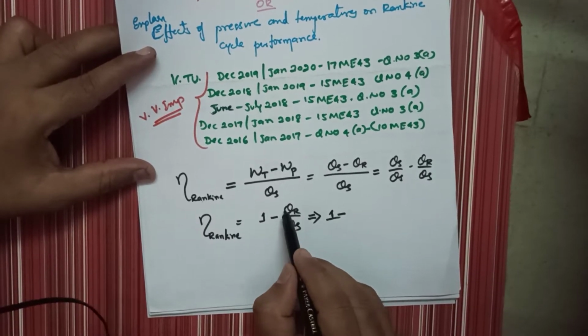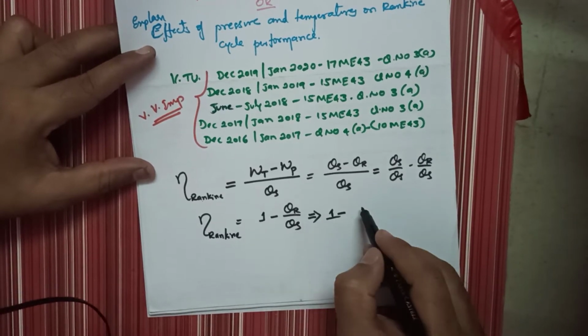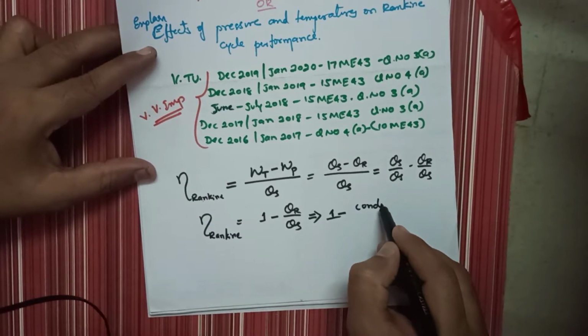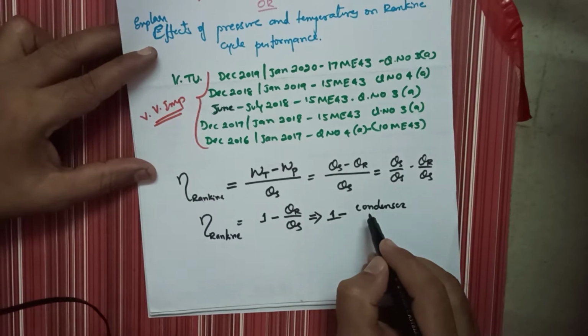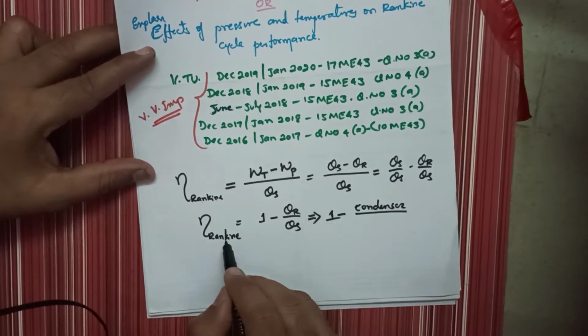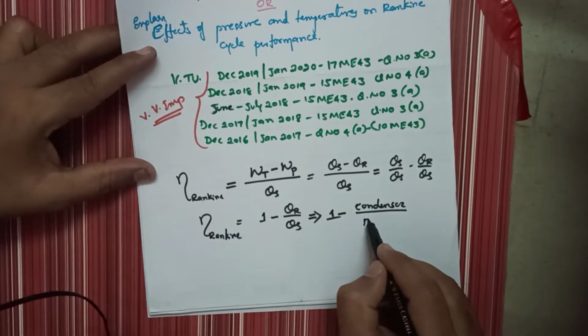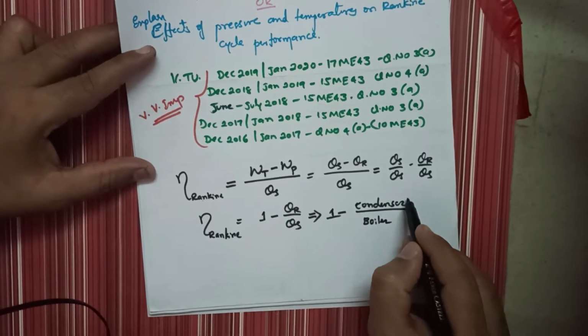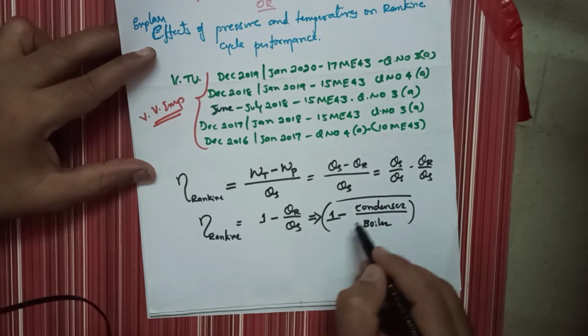In which component is the heat rejected? That is in the condenser. In the condenser heat is rejected, and in which component of the Rankine cycle is heat added? That is in the boiler. So this is only for our understanding purpose.